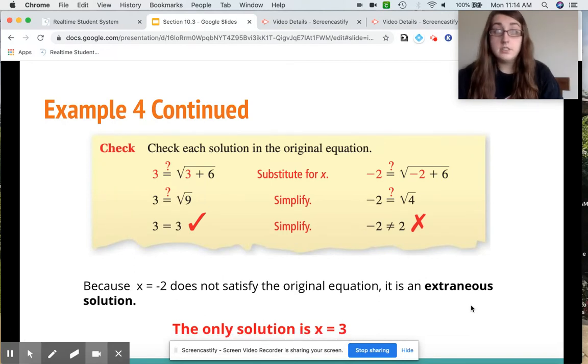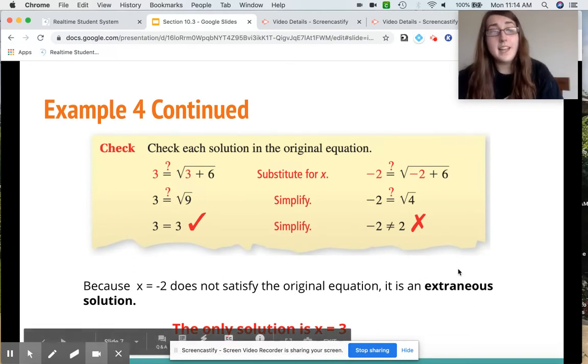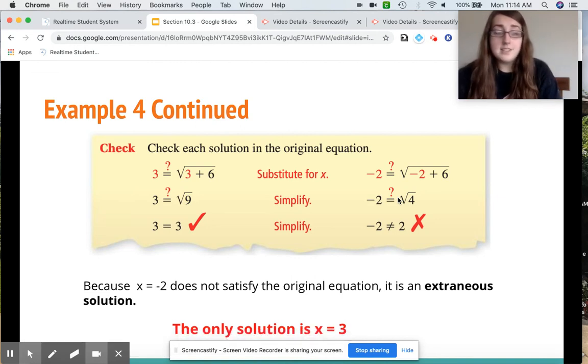And that is all for solving square roots and cube roots. So again, if these were cube roots instead of square roots, you would cube both sides instead of squaring both sides. But the whole process is the same as well.